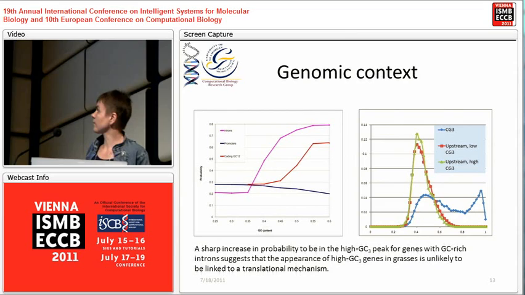If you look at the introns, the effect is opposite. If you increase the GC content of an intron, the corresponding gene is more likely to be in a high peak. The same effect is also seen for the coding CG in positions 1 and 2. This curve is indicative that the effect is probably at a transcriptional level.